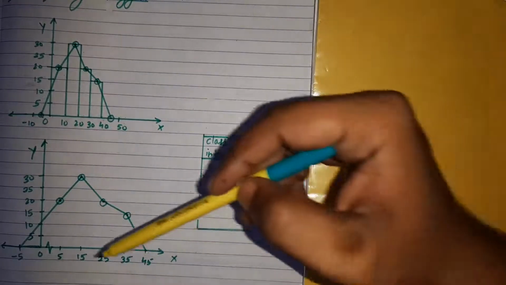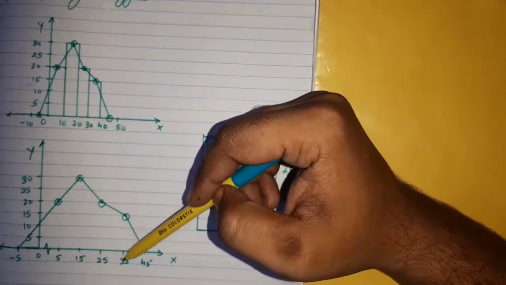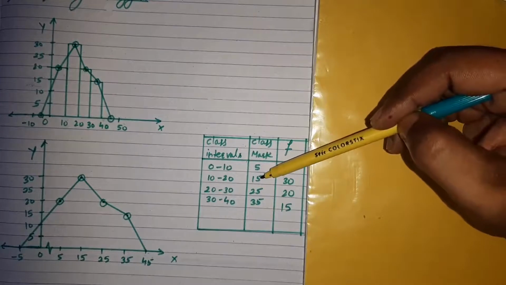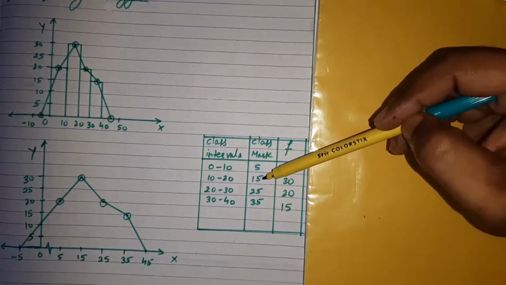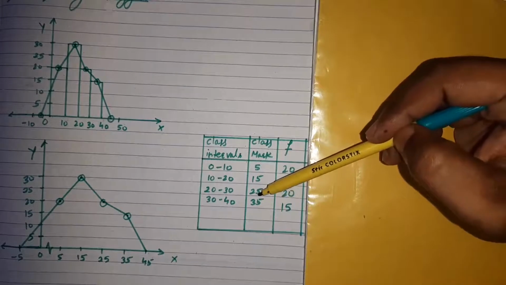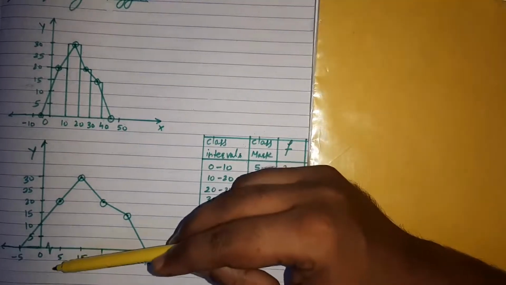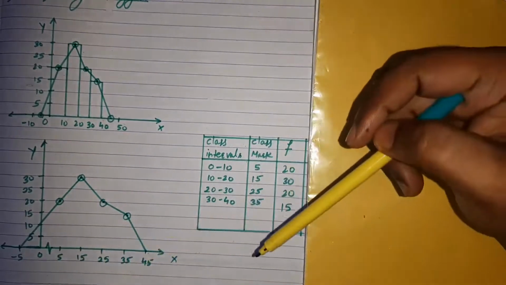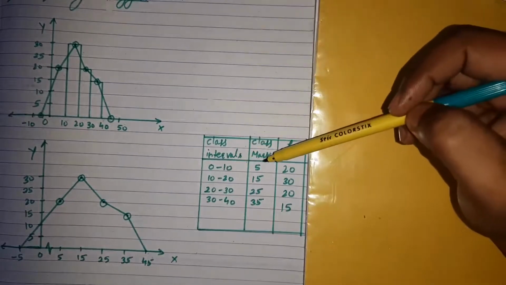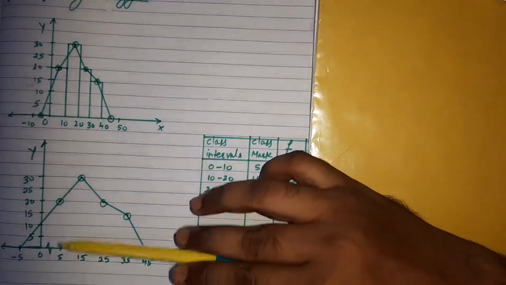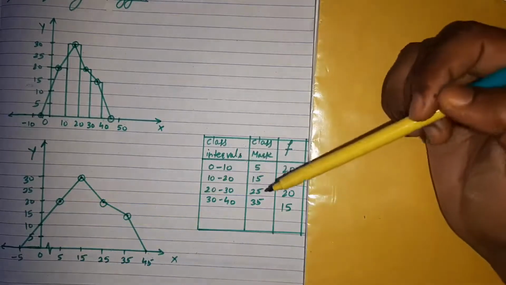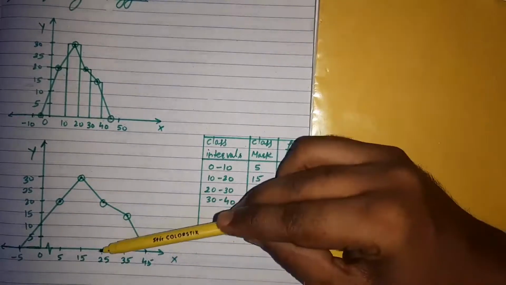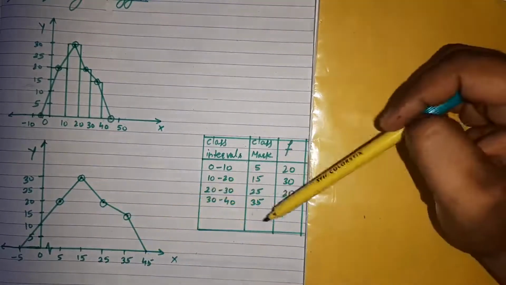0, 5, 15, 25, 35. The gap you can see is the same: 15 minus 5 is 10, 25 minus 15 is 10, 35 minus 25 is 10. But at the starting the gap is not the same, so we have to use kink here. So we will plot these points on this graph paper. Class mark 5, frequency 20, this is the first point. Second point 15 and 30, the third point is 25 and 20, and the fourth point is 35 and 15.